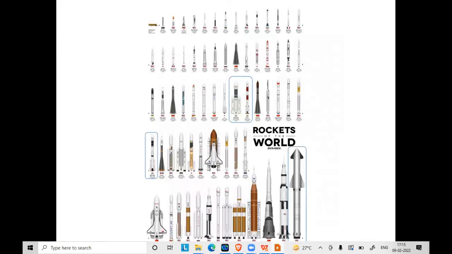So each country is having their own space program, and all these space programs require development of rockets. And over time, there have been significant developments in the construction of rockets, their design, the technology, the electronics, fuel systems. And you can see the highlighted rockets, which are the Indian rockets. And then you can also see a highlighted rocket, which is being built by Elon Musk, which will take us to Mars.